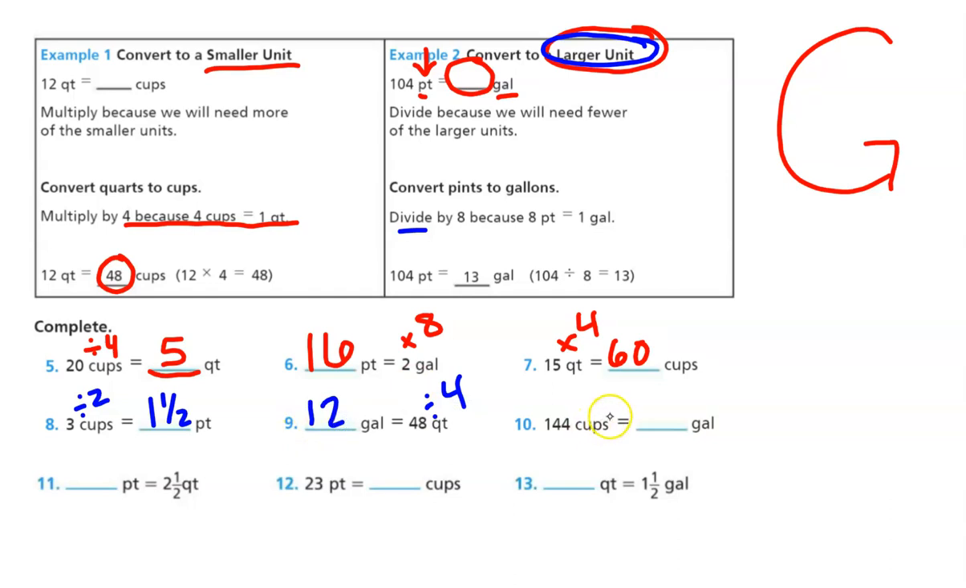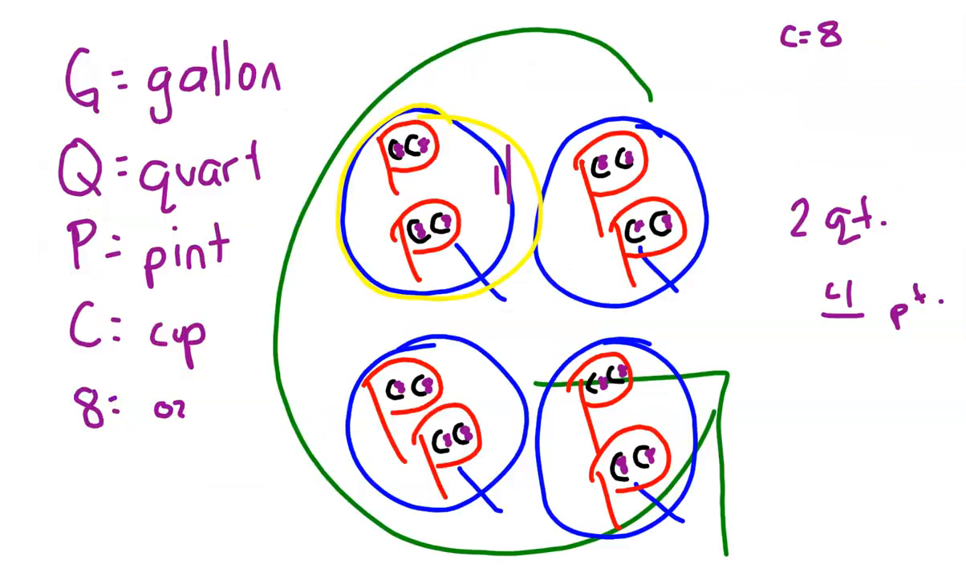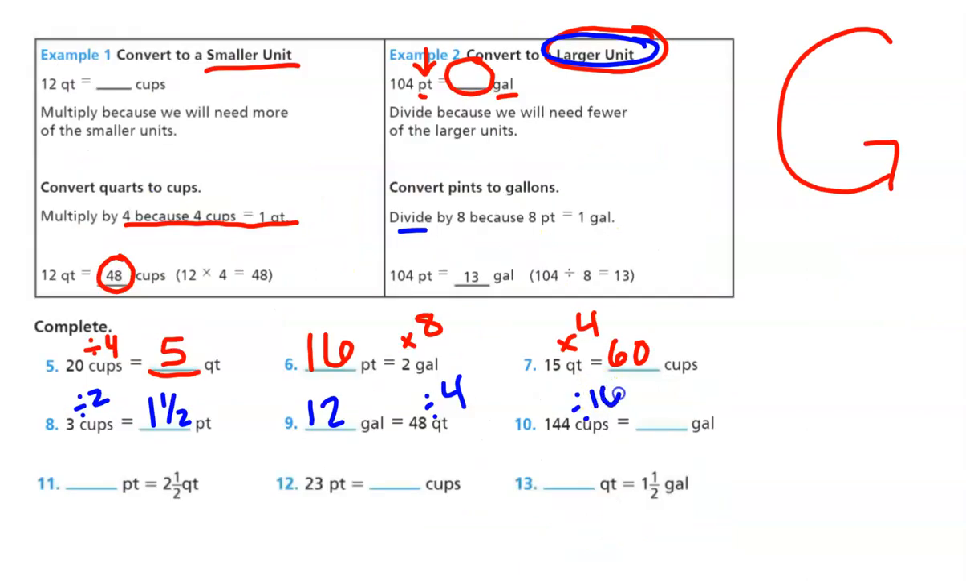I've got 144 cups, and I want to know how many gallons that is. So again, 144 cups is going to be my smaller measurement that I'm converting to a larger unit, which means I'm going to need to divide. But I need to know how many cups there are in a gallon. So I come over here, this is the entire land of gallon, and there were 2, 4, 6, 8, 10, 12, 14, 16 cups. So I'm going to divide this by 16. And 144 divided by 16 is 9.